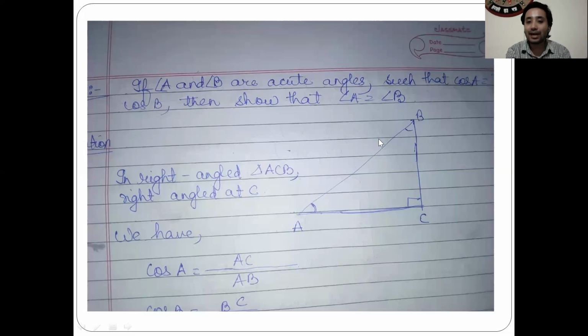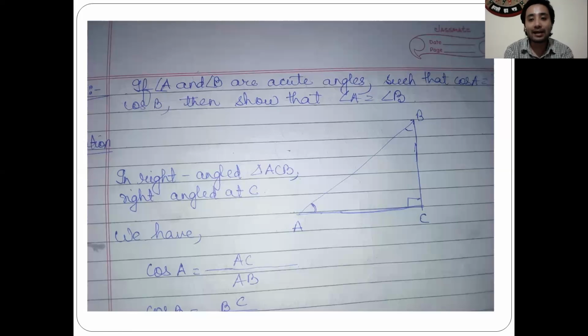Okay, so I think that clears the first part of the question. A and B are acute angles, A and B are less than 90. The angle which is left, that is the third angle, I have called angle C, that is 90 degrees. Now it is given that cos A is equal to cos B. Again, we have to know that cos A and cos B will be defined similarly, but the values in the definition should be different.